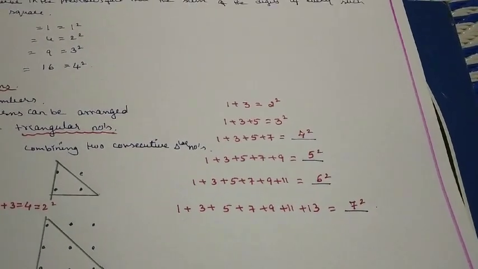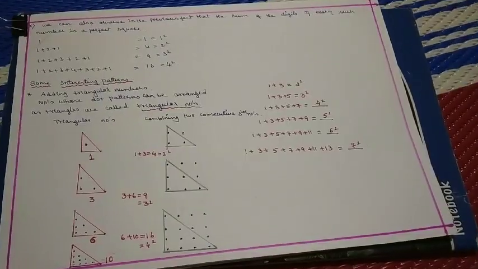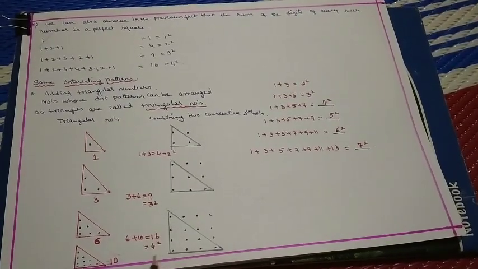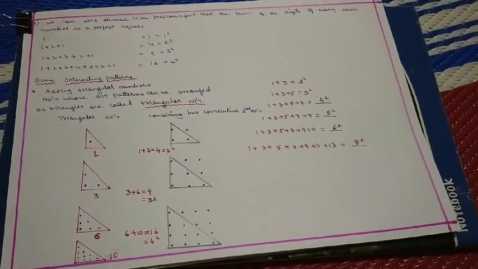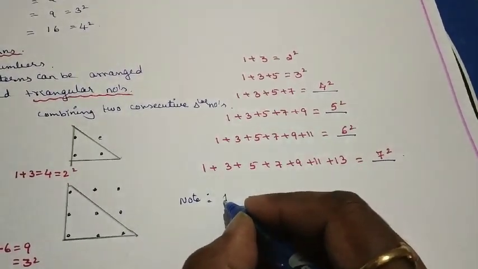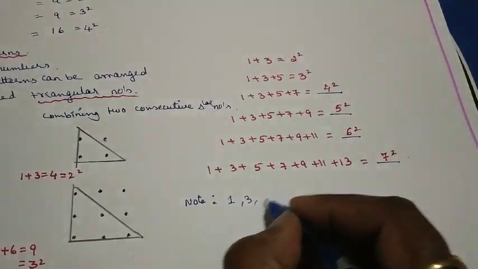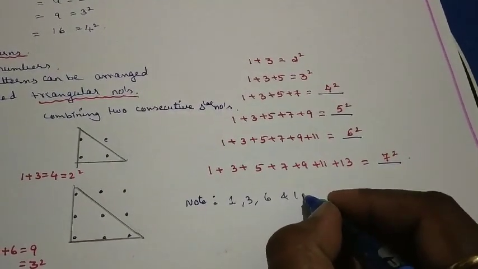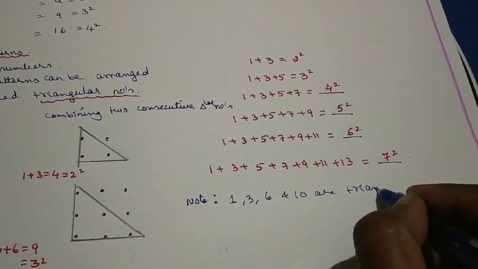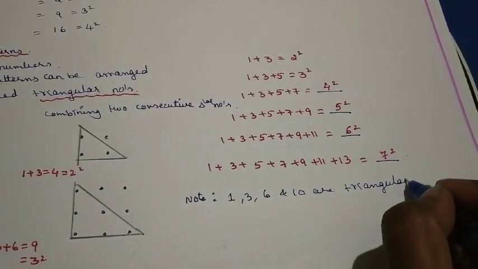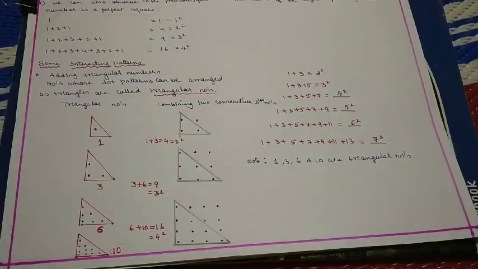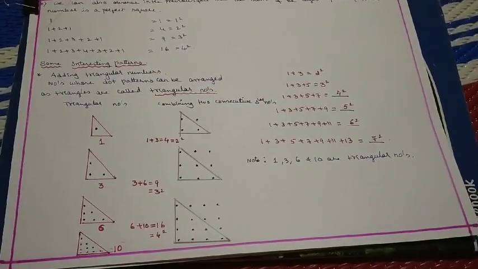I'll go for the next pattern, children. So keep in mind what triangular numbers are. 1, 3, 6, 10 are the triangular numbers. Note: 1, 3, 6 and 10 are triangular numbers. Hope this is clear for you, children.